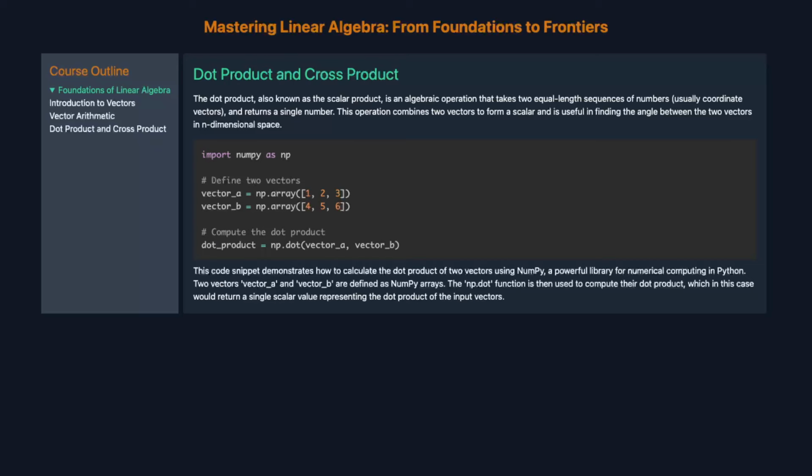Two vectors, vector A and vector B, are defined as NumPy arrays. The np.dot function is then used to compute their dot product, which in this case would return a single scalar value representing the dot product of the input vectors.